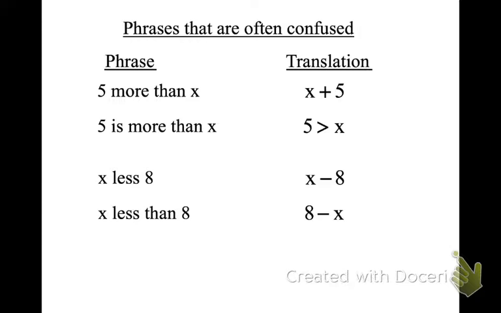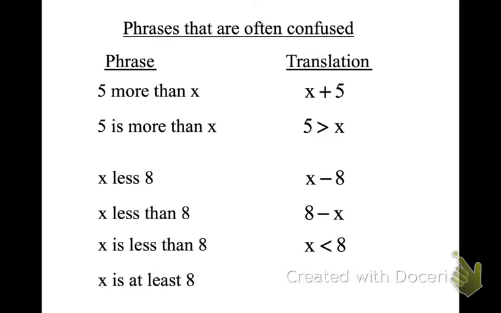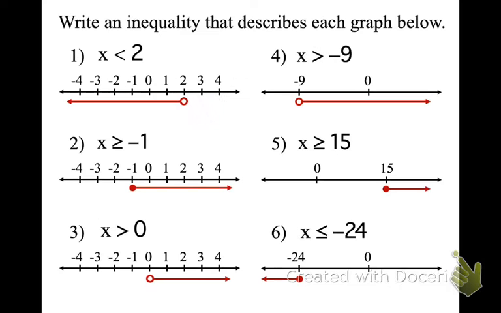Then when I have something that looks like this, what are we going to write? X is less than 8. So do you understand how it gets a little confusing? What do I write for X is at least 8? How about Scarlett? X is at least 8. Is at least. I have at least 25 cupcakes. Yep. Greater than or equal to 8.